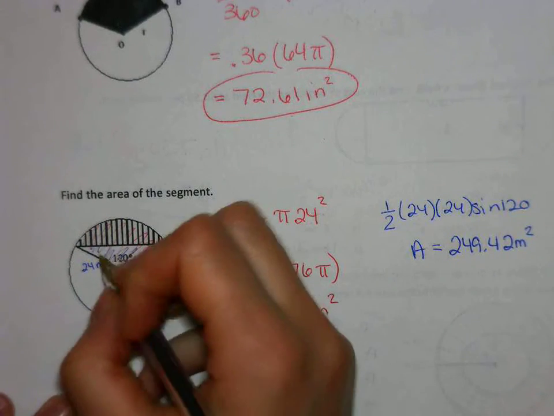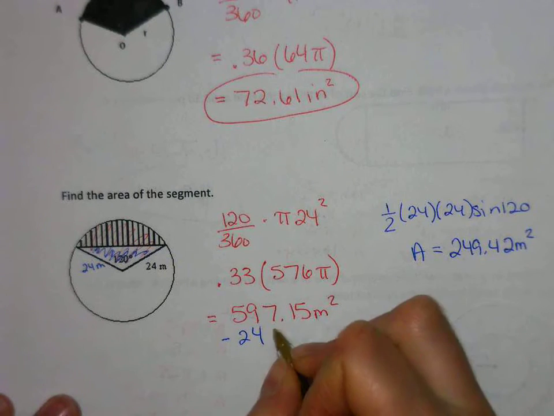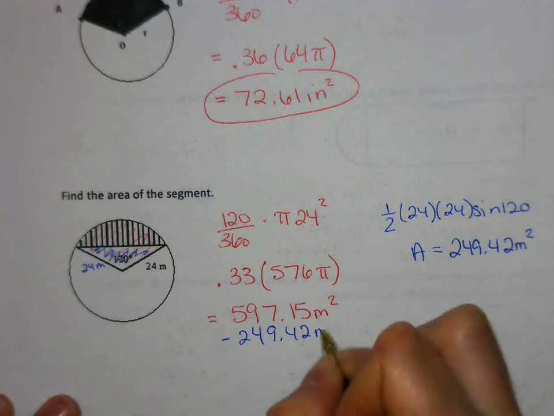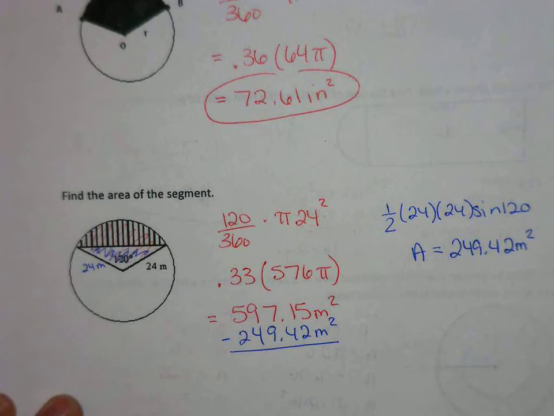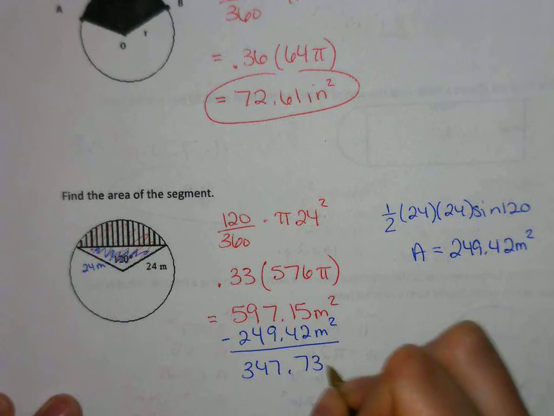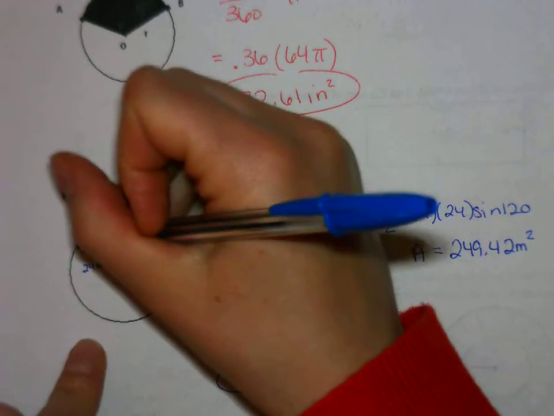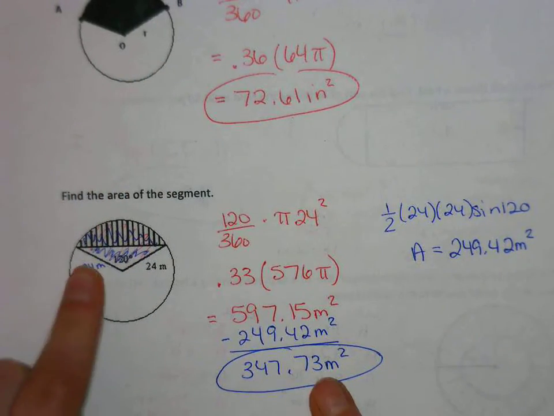So since we know what the triangle portion is, we can take that out of and subtract it from our whole sector. So 597 and 15 hundredths minus 249 and 42 hundredths equals 347 and 73 hundredths meters squared. So the area of the segment up in here is that.